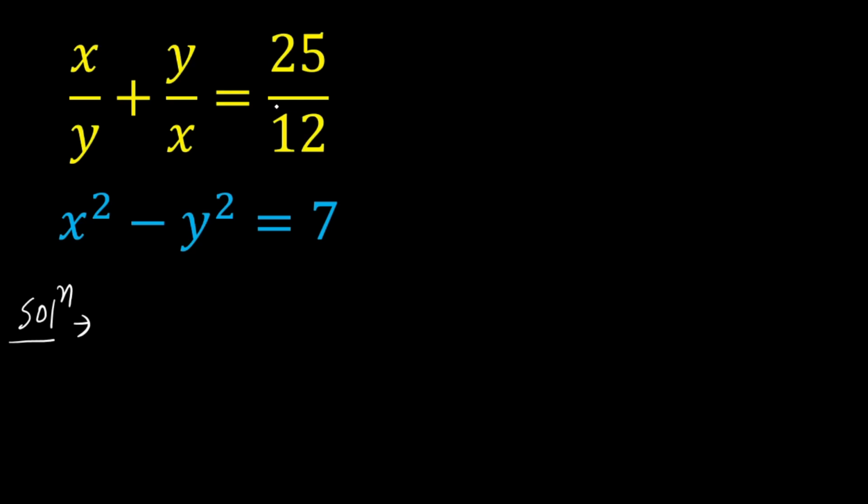Hello students, in this video we are going to solve x over y plus y over x equals 25 over 12, and the second equation is x square minus y square equals 7. Here we will find out the value of x and y. So look carefully.